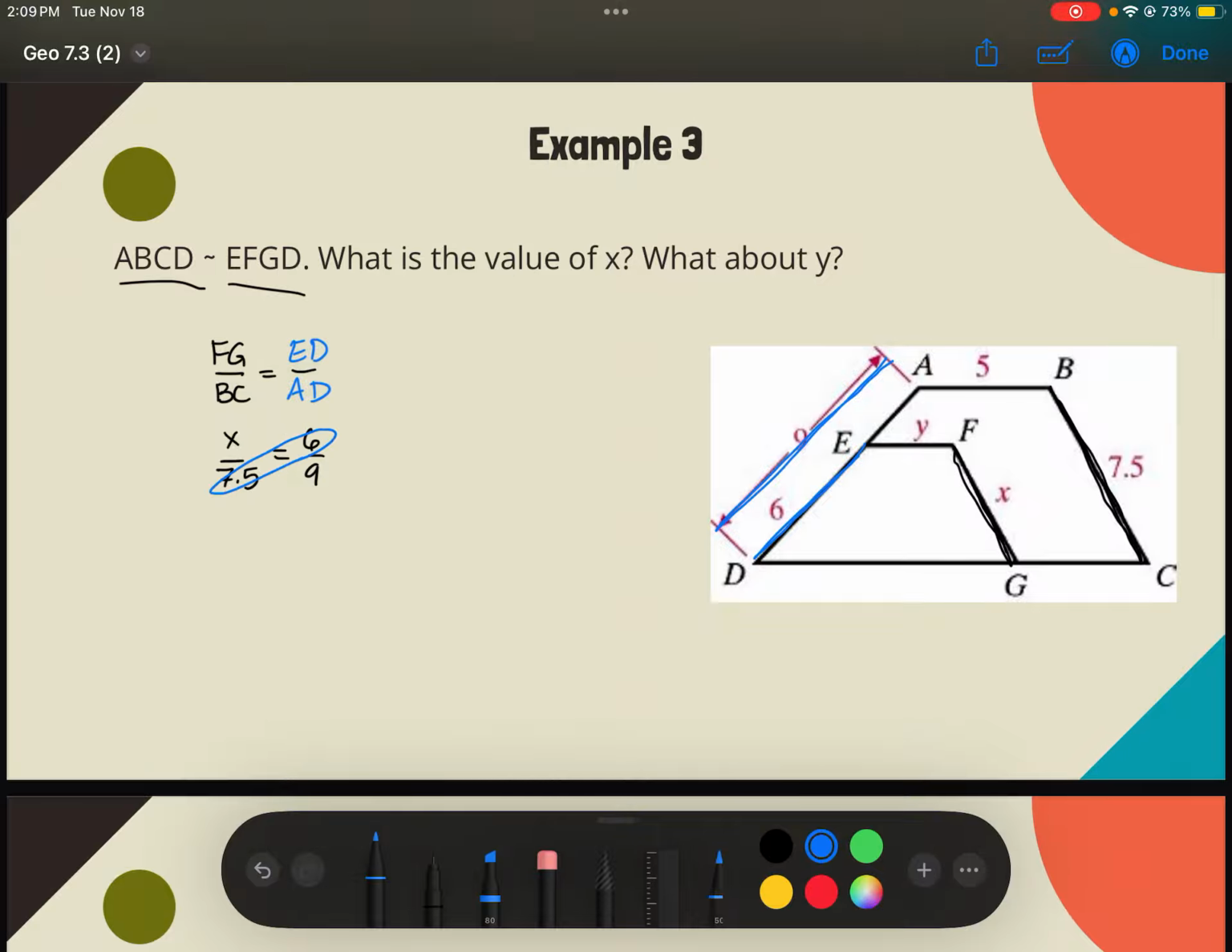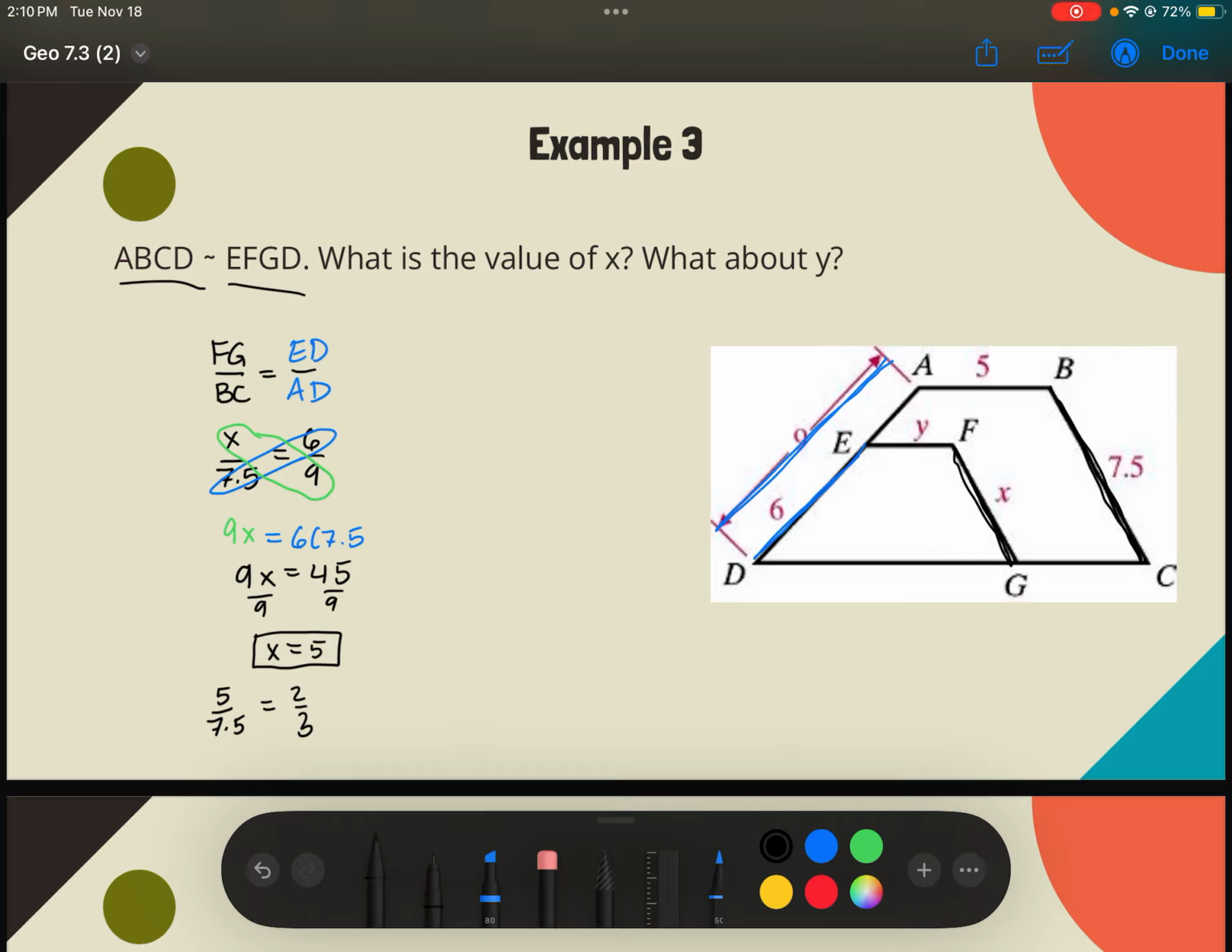So 6 times 7.5 on the one side, and I'll have x times 9, or just 9x on the other. So we're getting 9x equals 45. Divide both sides by 9. We're getting x equals 5. All right, so that is what x is. If you ever want to check it, just throw it back into that ratio. 5 over 7.5. Yeah, that does simplify to 2/3, which is the same thing as what 6 over 9 simplifies to. So your scale factor is a 2/3 ratio.